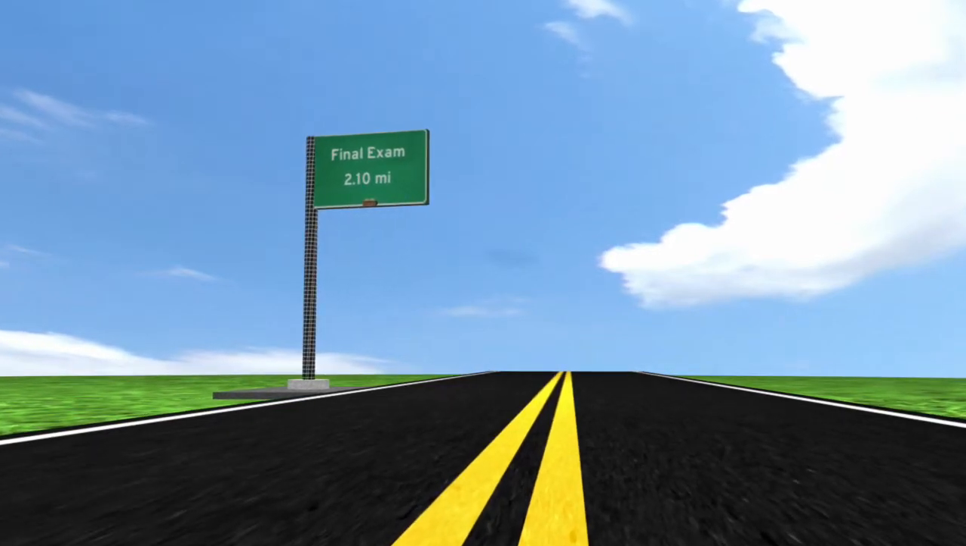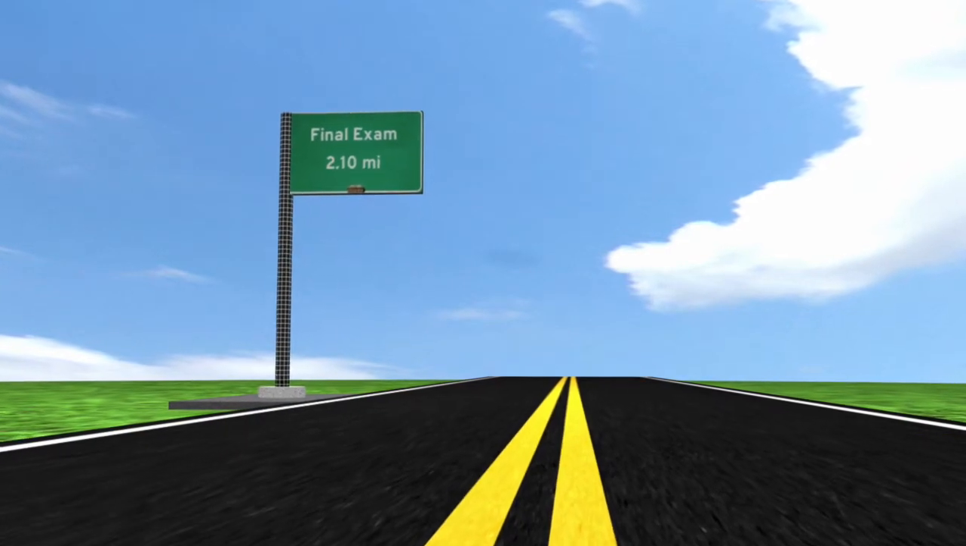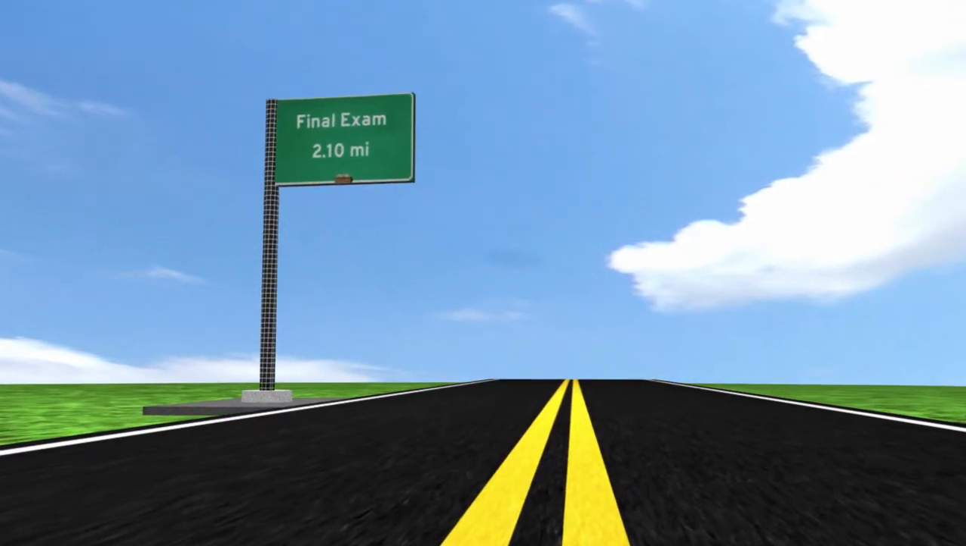We have the weight of the sign itself, mg, which we'll assume is uniformly distributed, and the force from the wind, F sub w, which we'll also assume is uniform.